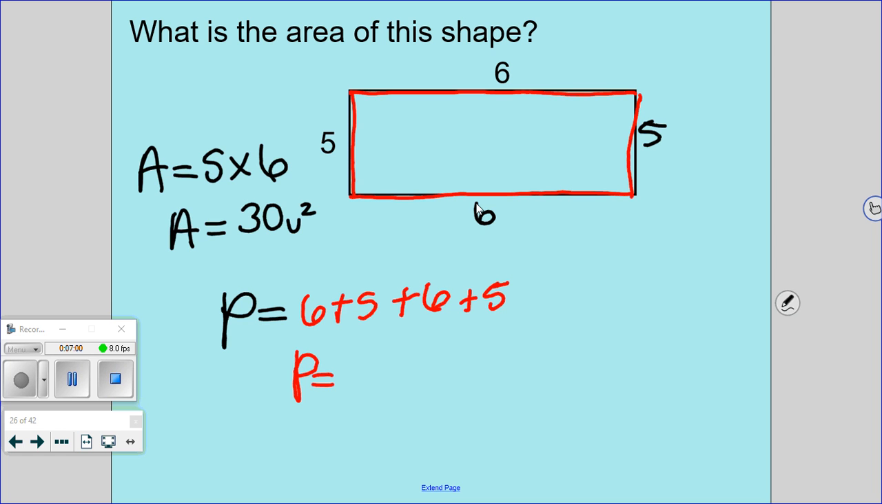Wait. Hunter? 12 plus 10 equals 9? What is 12 plus 10 equal? 22.